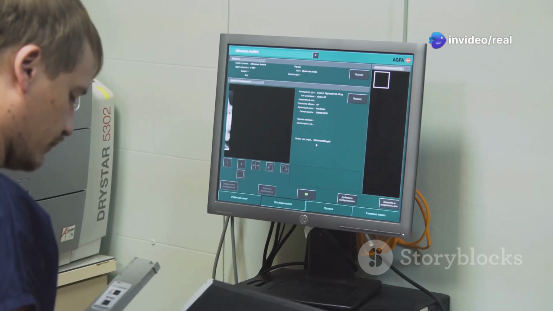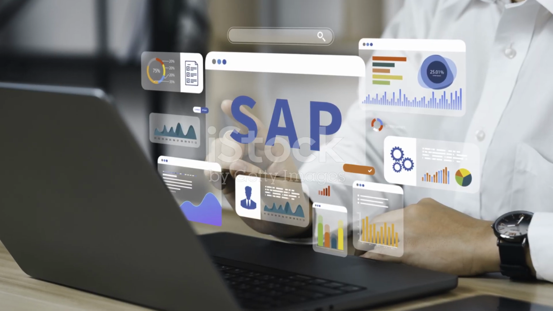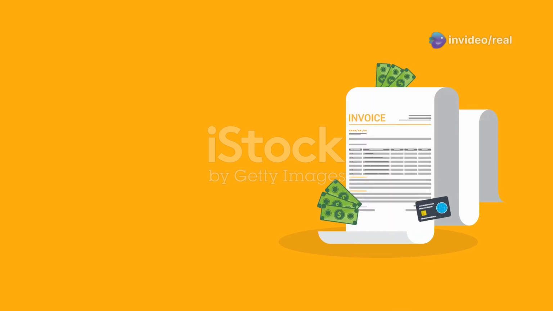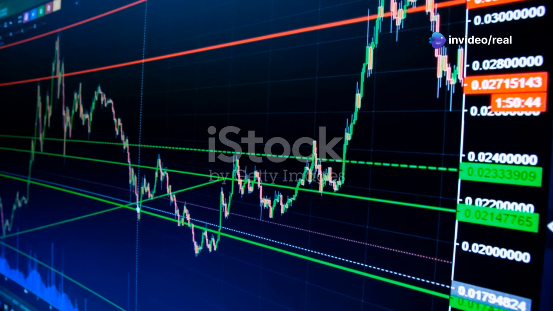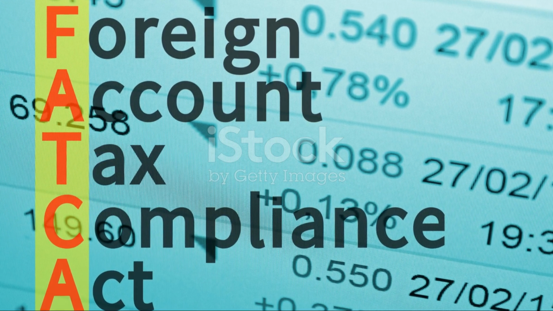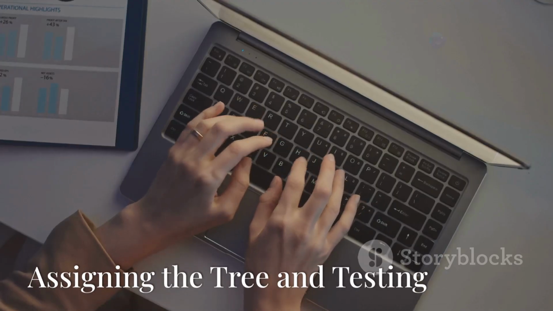You can also use conditions in your DMEE tree. Conditions allow you to include or exclude certain data based on specific criteria. For example, you might have a condition that only includes certain payments if they are above a certain amount. By carefully defining the structure of your DMEE tree, you ensure that your payment files contain all the necessary information in the correct format.